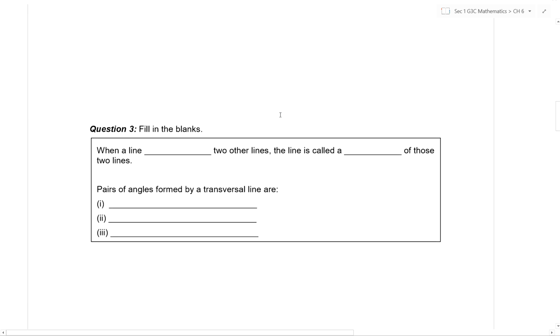The next part, when a line intersects two other lines, this line that intersects the other two lines is called a transversal of those two lines. So there are three pairs of angles that can be formed by a transversal line. So the diagram will look like this. Here I have a pair of parallel lines. This particular line that I just drew is known as the transversal.